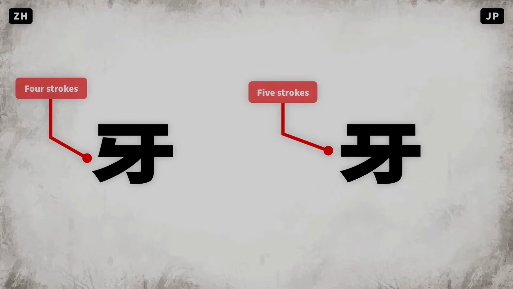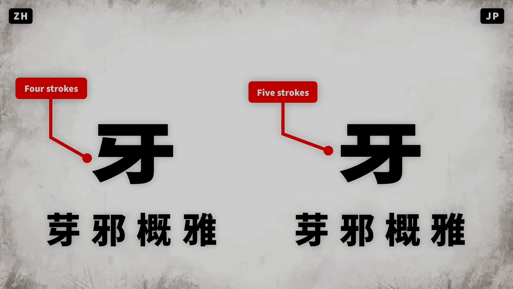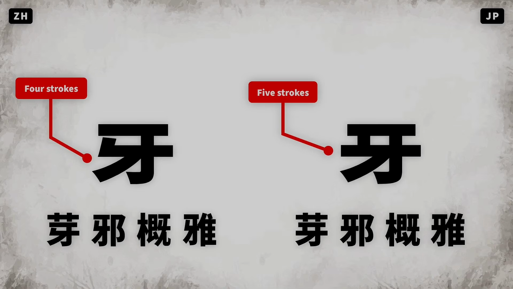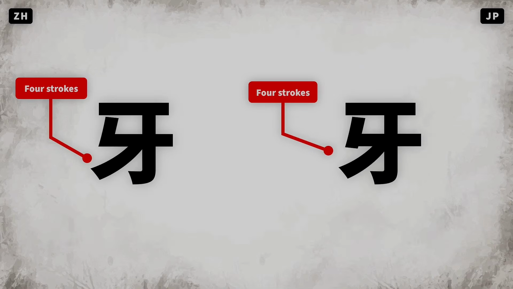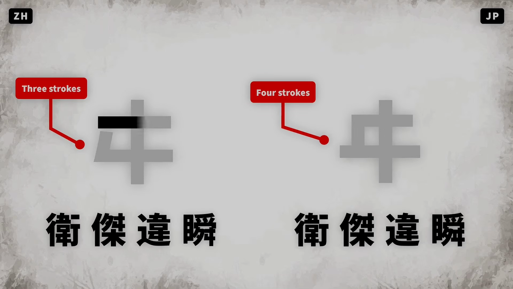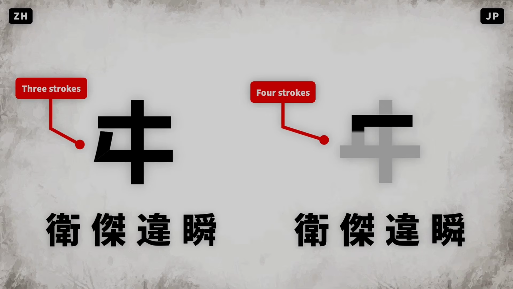This radical, meaning tooth, has an interesting inconsistency in Japanese. You can see that it actually takes 1 more stroke to write in Japanese compared to Chinese. However, when used as a standalone character, it's written the same way as in Chinese. Similarly, this element takes 3 strokes to write in Chinese, but 4 in Japanese.